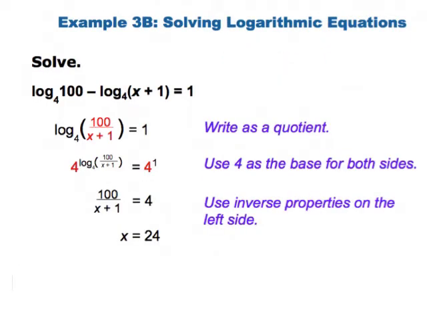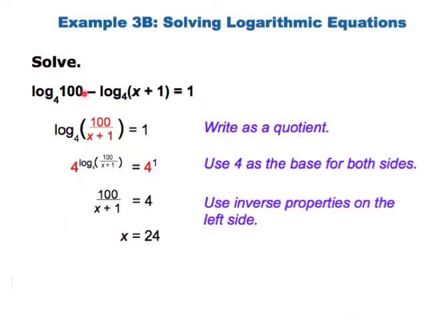For this example, we are going to do the same thing, but we need to do something first. I want you to notice, do you see this minus sign? You do not want a minus sign and 2 logs in there. You need to condense it. So you're going to use your quotient property of logs, and you're going to condense it.